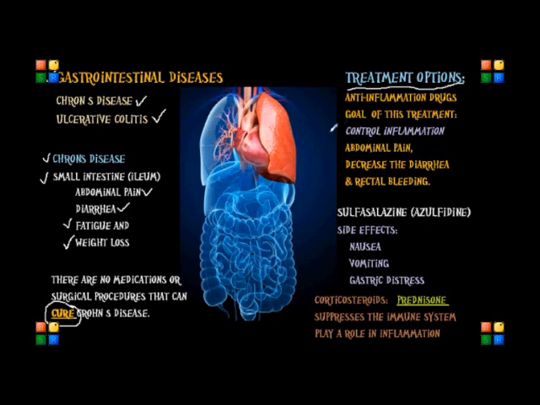Now, important treatment information that you have to know would include giving your patient anti-inflammatory agents, or basically anti-inflammation drugs, right? The goal of this treatment is obviously to control inflammation, since less inflammation leads to relief in our patient's symptoms such as the abdominal pain, which can hopefully decrease the diarrhea and the rectal bleeding too.